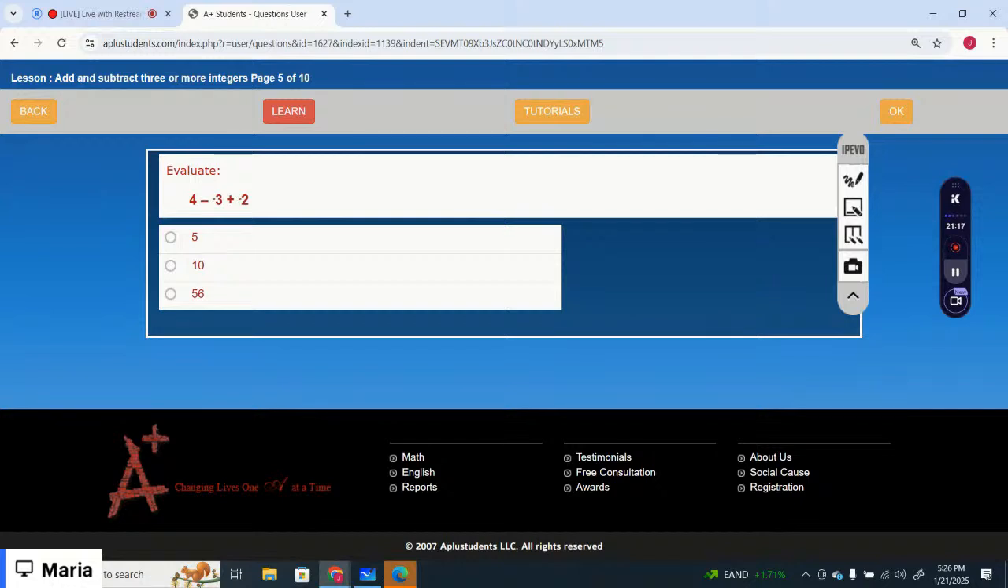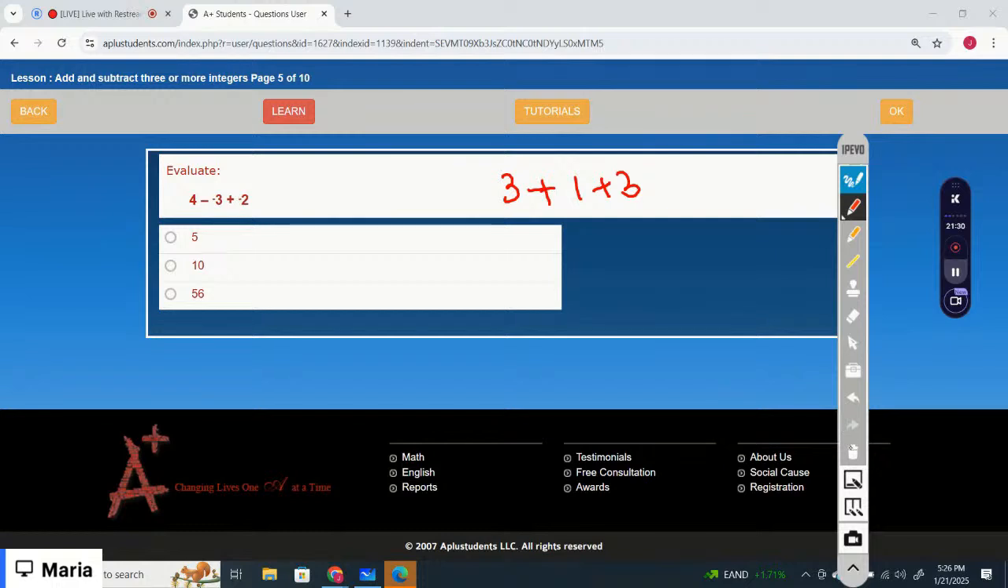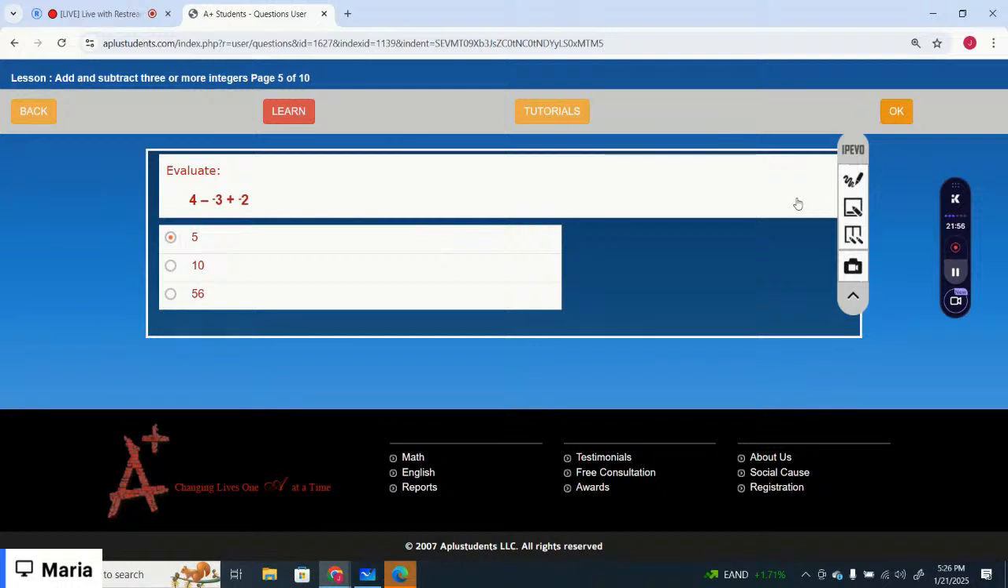4 minus negative 3 plus negative 2. So which is the correct option? Subtracting a negative integer is the same as adding. So 4 plus 3 is 7, and 7 minus 2 is 5. The correct option is 5. Option number 1 is the correct option.